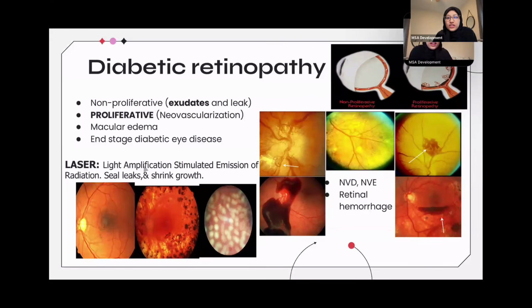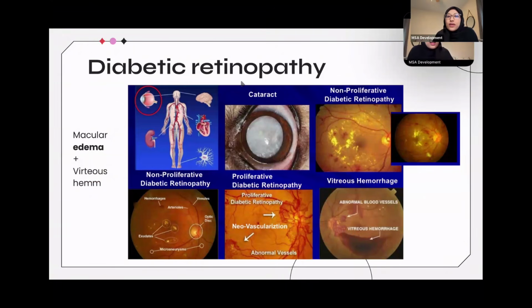So as you can see here, light amplification radiation therapy. The radiation will cause the leaks to stop, and it will shrink the growth of new blood vessels, which is why we use it in diabetic retinopathy, because it is again the number one cause of blindness. Diabetic retinopathy is a systemic disease. It's another lecture, but I brought it here to bring it all together.